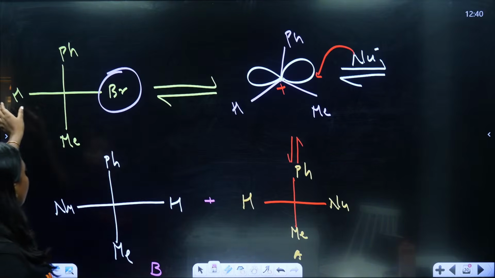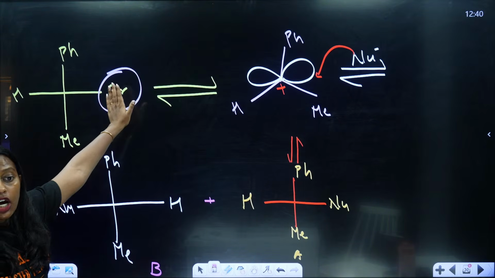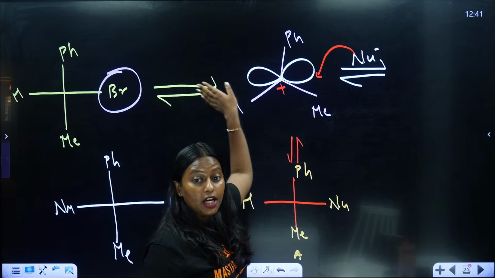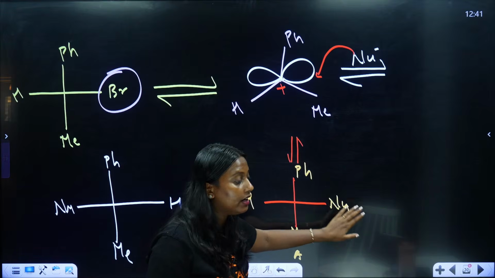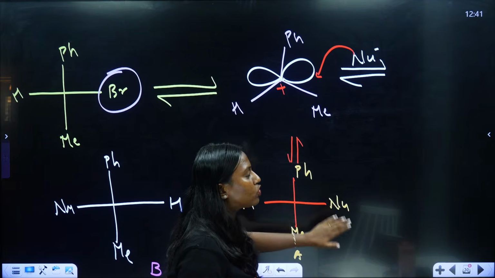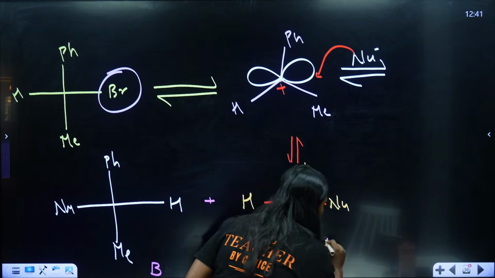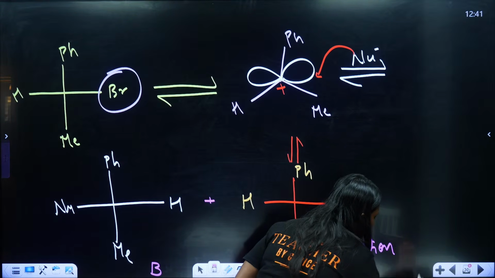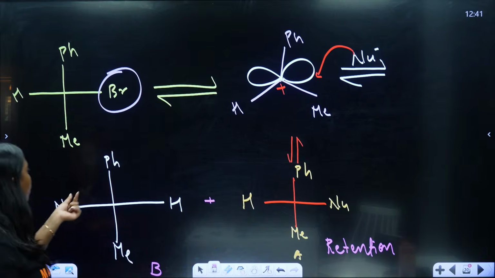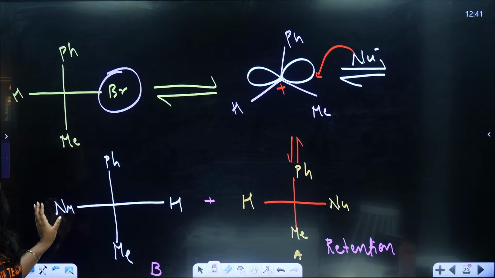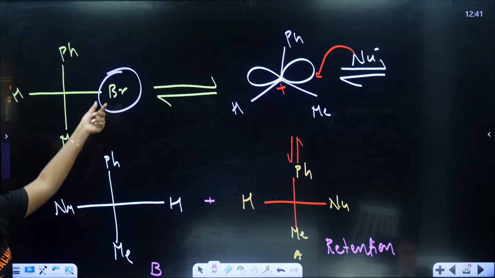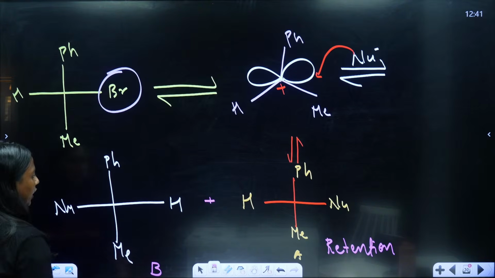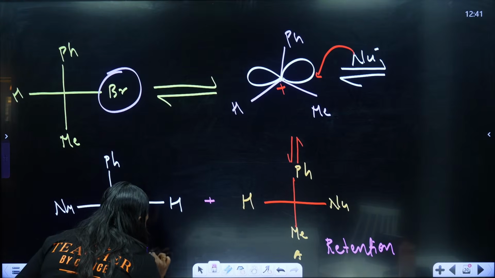So guys, here you can see the position of Br, and in the same position you can see the nucleophile. This is actually the retention product. And it is just opposite of this Br. Here you can see the nucleophile is just opposite of this Br. This is actually the inversion product.